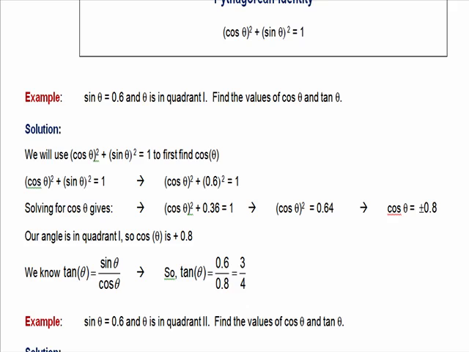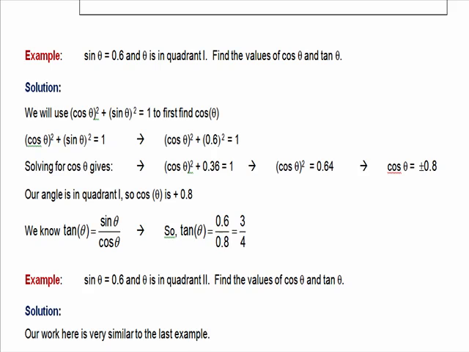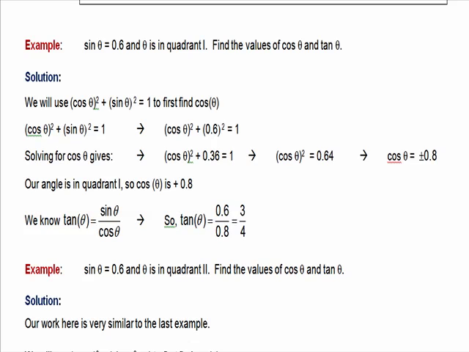So I substitute in the 0.6 for sine theta, and I end up having cosine theta squared plus 0.6 squared equals 1. If I do all of the algebra out, I learn that cosine theta is either plus or minus 0.8. But again, I'm in quadrant 1, and so my cosine has to be the positive 0.8. Then I can get the tangent by doing the ratio of sine over cosine. So tangent ends up being 0.6 divided by 0.8, or 3/4.